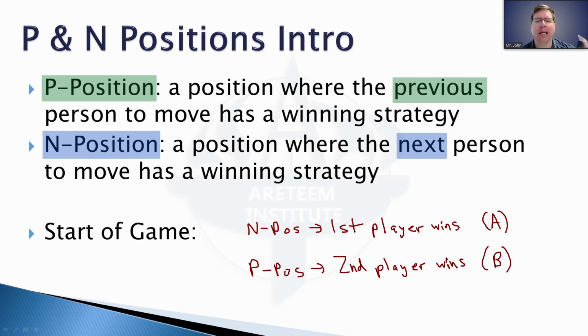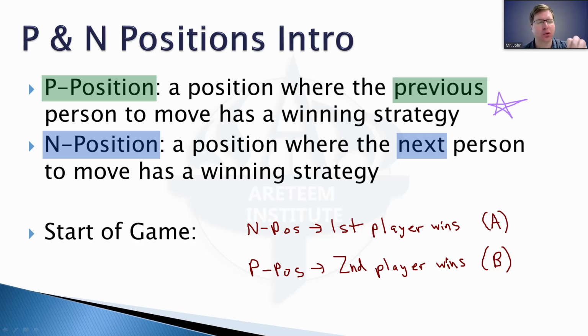Now, a little bit of a preview for the next slide. When we have a P position, this is a position where the previous person to move has a winning strategy. Let me put a little bit of a star by that because in fact, we're doing more here when we're talking about these positions. If I'm a player, I'm up, I make a move. When I'm done with my move, I am the previous person to move. Meaning, when we're talking about these P and N positions, it's also giving us a strategy. If it's my turn, I want to move to a P position.